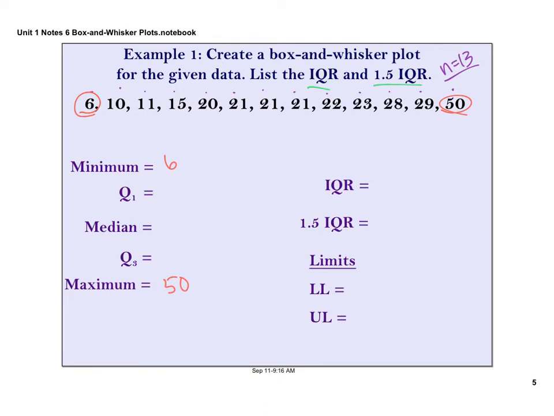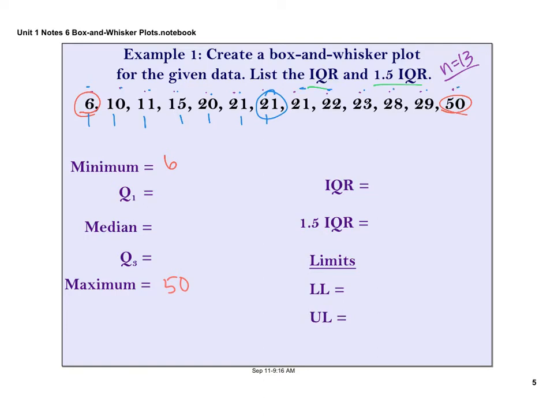So the median, if I have 13 data points, is going to be the 7th one. So I'd have 1, 2, 3, 4, 5, 6, 7. And you can just check. There should be 6 data points on either side. 1, 2, 3, 4, 5, 6. 1, 2, 3, 4, 5, 6.